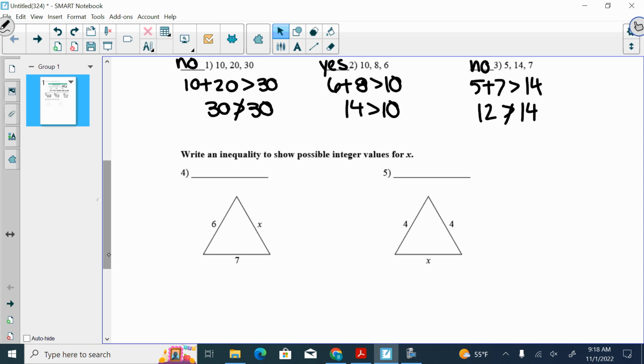So we're missing one of the three sides. They want us to determine what the possible values of that side could be. It's probably going to be a range of numbers.